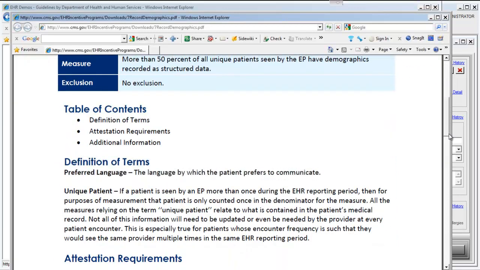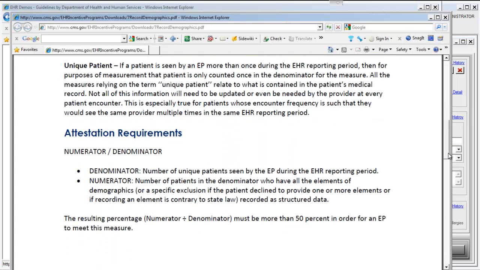The definition of terms are fairly straightforward. Preferred language: the language by which the patient prefers to communicate. Unique patient: if a patient is seen more than once during the reporting period, they will only be counted one time for this measure. And the attestation requirements are again numerator and denominator attestations with no exclusions.